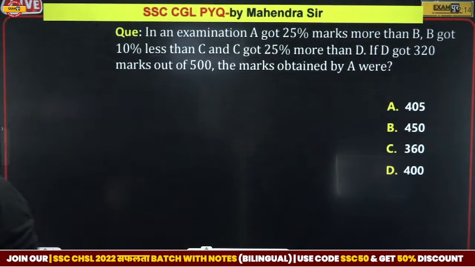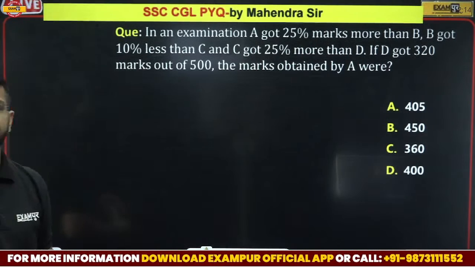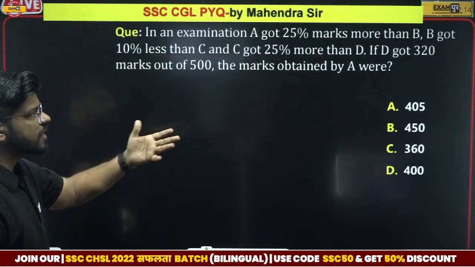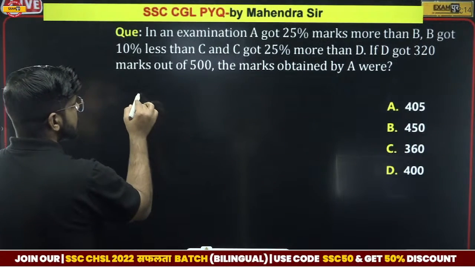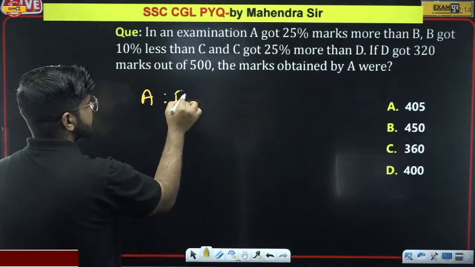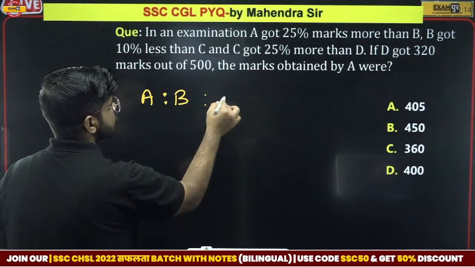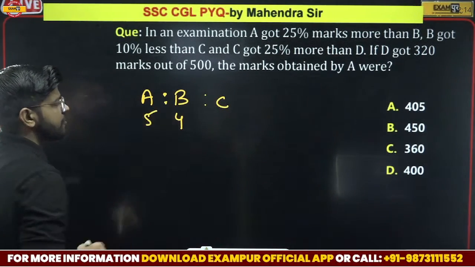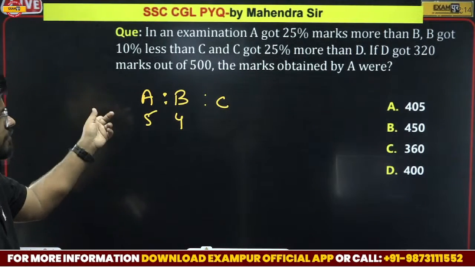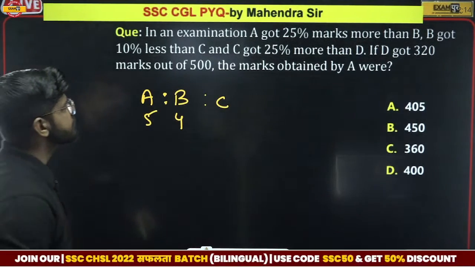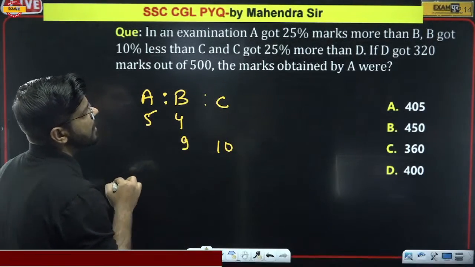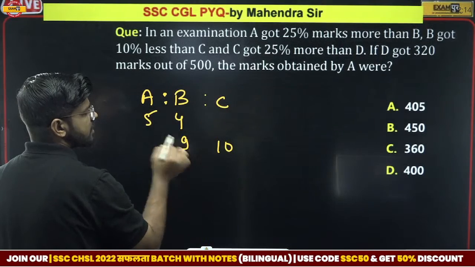Tell me the answer for this question, everyone. In an examination, A got 25% marks more than B. Okay, let me write it in the ratio form. A got 20% more marks in the examination. So if B is getting 4, A is getting 5. B got 10% less marks than C. If C is getting 10, B is getting 9.